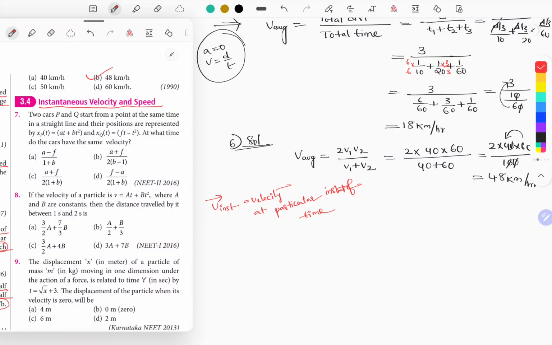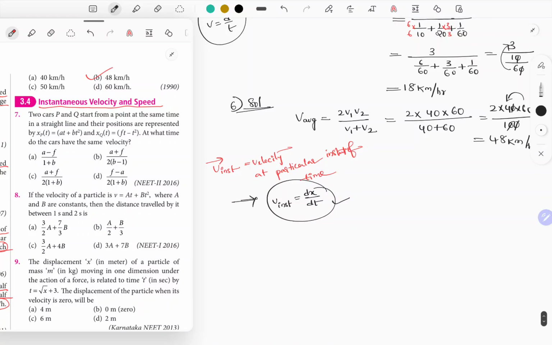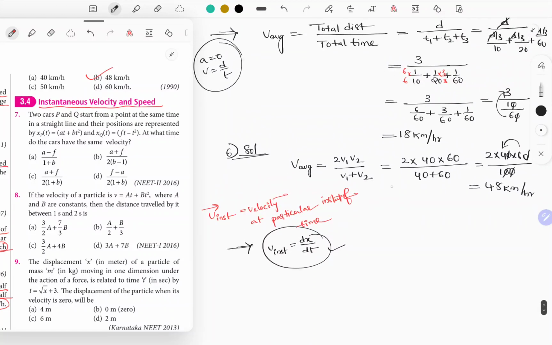And it is found by differentiating the position of the particle. Let's say the instantaneous velocity formula is equal to dx by dt. We have to differentiate the position of the particle with respect to time. Then we have to substitute the particular time at which they are asking the velocity, and then we are going to get the instantaneous velocity. We have a formula for differentiation. For different functions, we have different formulas. Now the best formula that we are going to use.